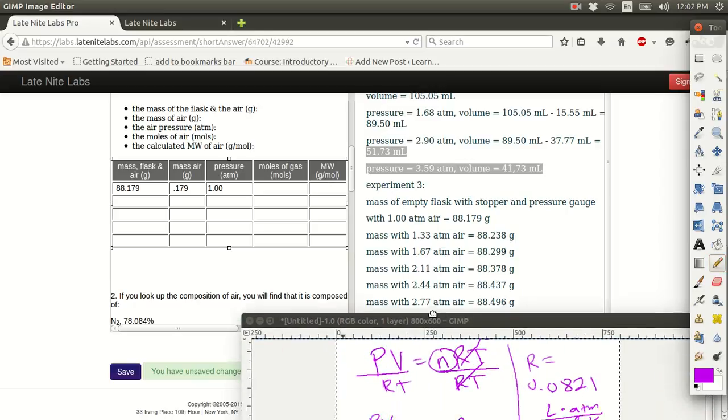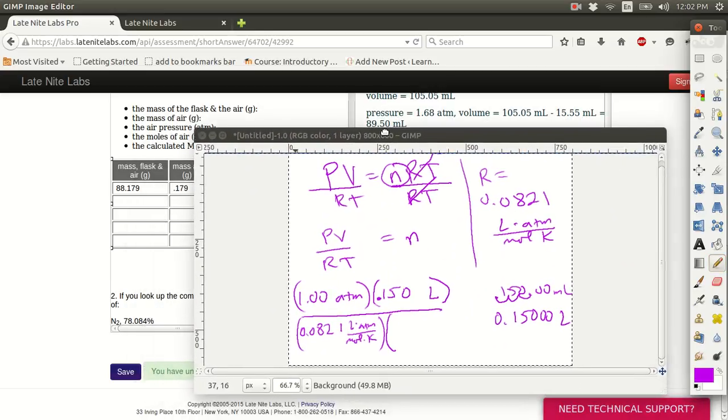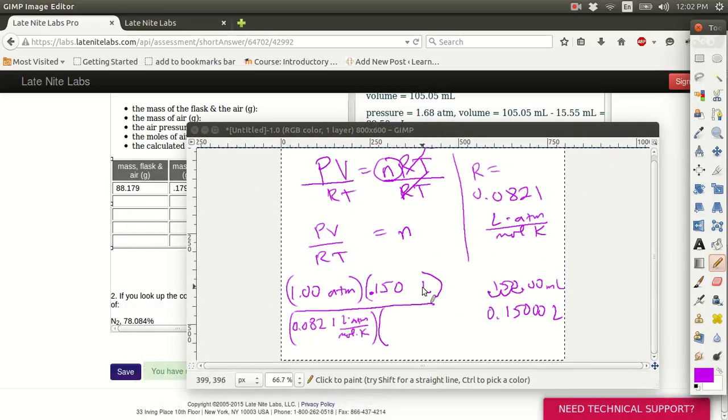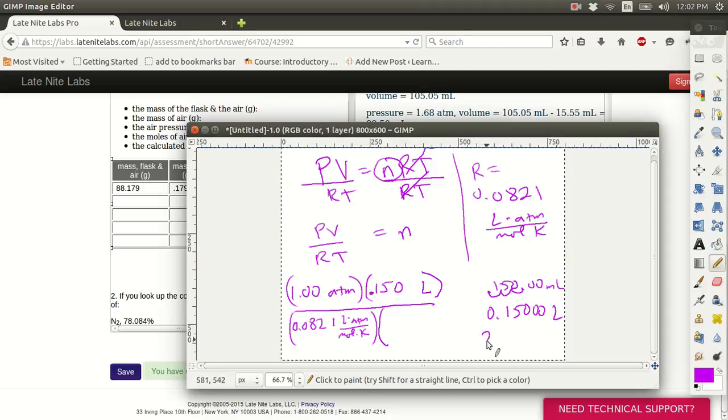So, I'll just give you the temperature of the room. The temperature of the room was 21.5 degrees Celsius. However, we cannot use degrees Celsius in any gas calculation. It's okay to use it in a graph, but not in a gas calculation.